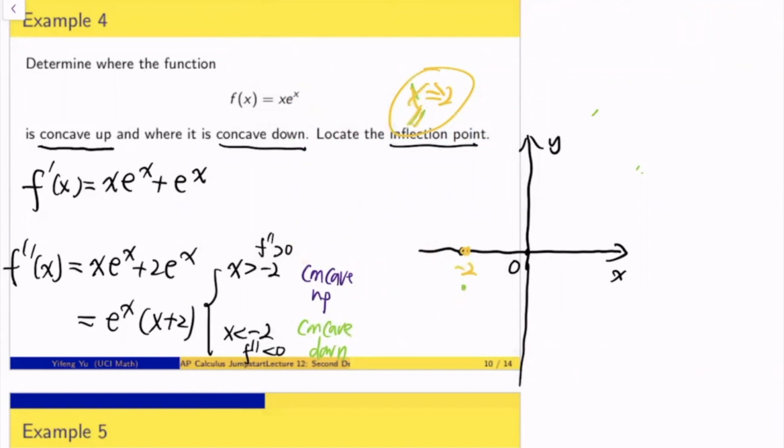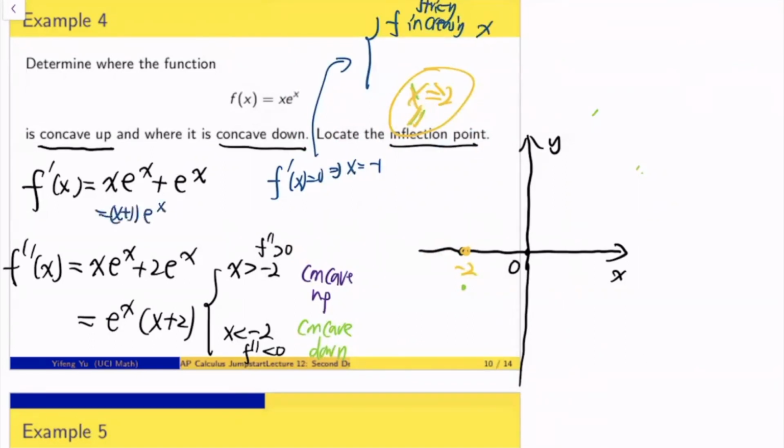Also, if you want to find more information, the first derivative equals 0 implies x equals -1. So from here I can get further information about f. The first derivative we can just write as (x plus 1) e^x. When x is bigger than -1, f is strictly increasing, and when x is less than -1, f is decreasing.